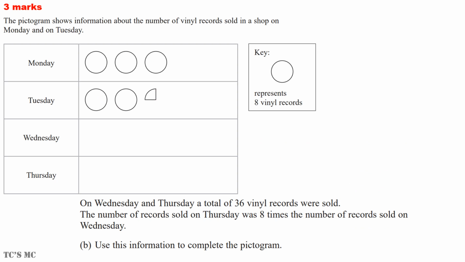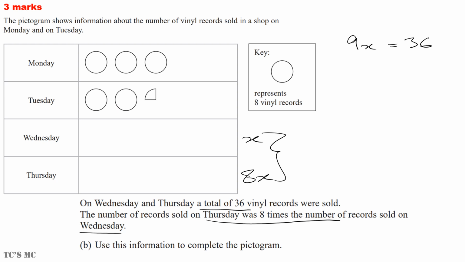On Wednesday and on Thursday, a total of 36 records were sold. The number of records sold on Thursday was 8 times the number of records sold on Wednesday. Use this information to complete the pictogram. So we know that on Wednesday there were X number of records sold, and Thursday was 8 times X, so 8X. Now I know that collectively that is 36, and algebraically that is 9X is equal to 36. That there is my first mark.